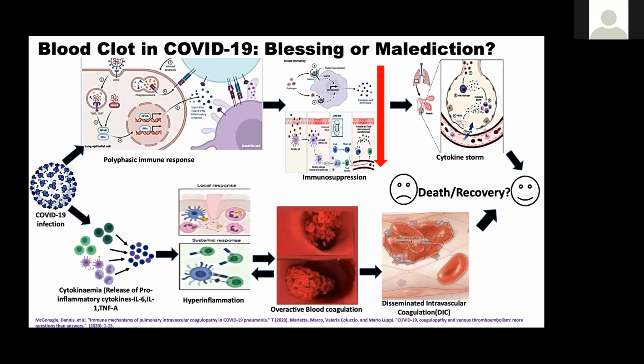If we look at the other way, that is in the upper pathway, after infection there is a polyphasic immune response. That is, the overall immune response changes in magnitude from time to time, finally leading to overall immunosuppression in innate and adaptive immunity. Sensing this, there is pulmonary thromboembolosis and cytokine storm, which ultimately leads to death.